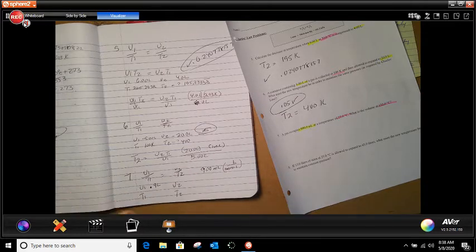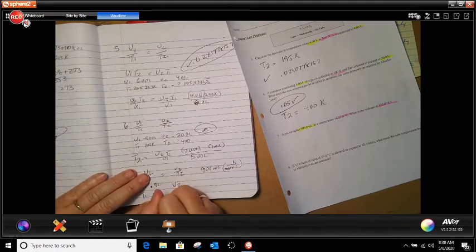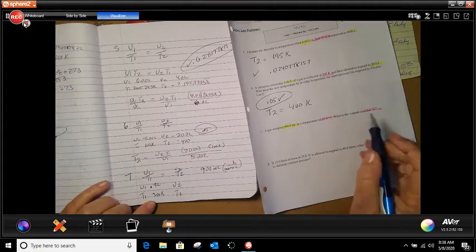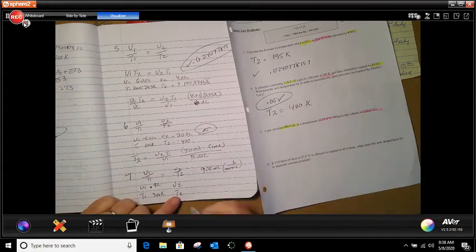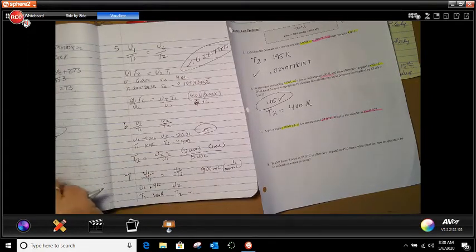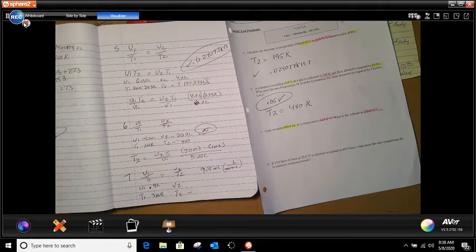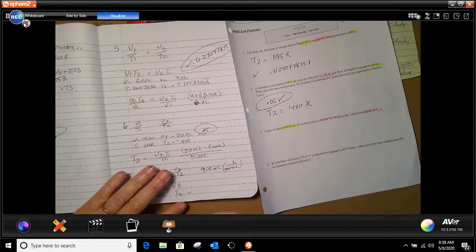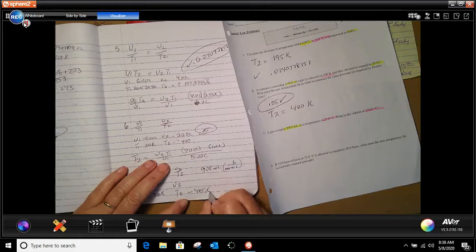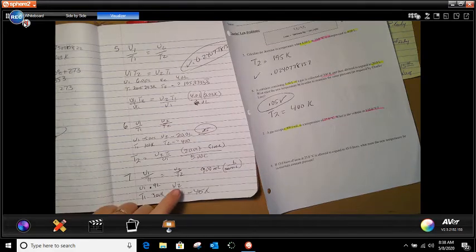And then it says 27 degrees, 27 plus 273, which is 300 Kelvin. So I converted it. 132 was my second one. 132 plus 273, which is 405 Kelvin. And so now I'm looking for V2 this time, okay?